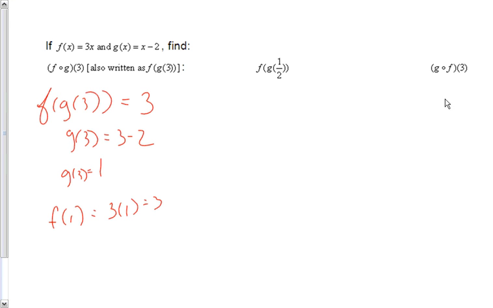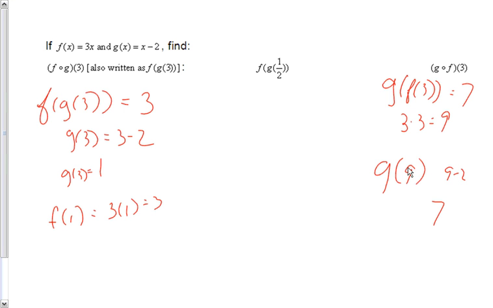I'm going to skip over to the same exact number, g of f of 3, but backwards. So now I need f of 3. That's 3 times 3, which is 9. I need g of 9 now, and g of 9 is 9 minus 2, which is 7.